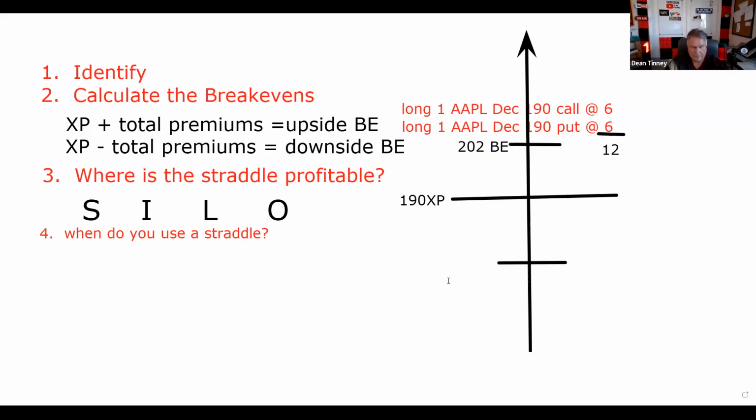And 190, I'm going to use my calculator. I'm not being facetious. I'm terrible at arithmetic. So I'm going to take 190 minus 12, and 178 is our downside break-even.